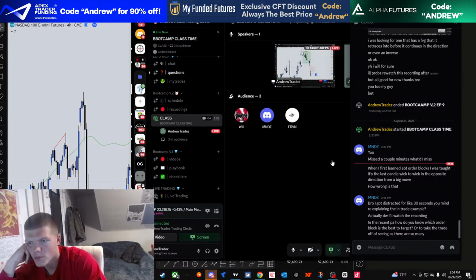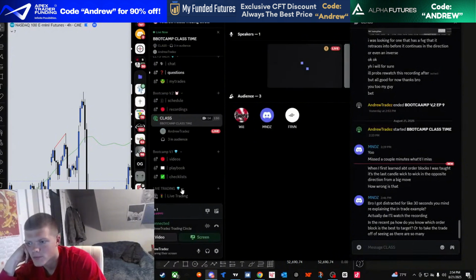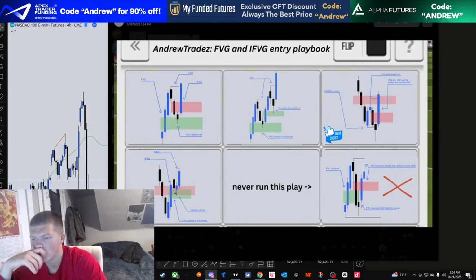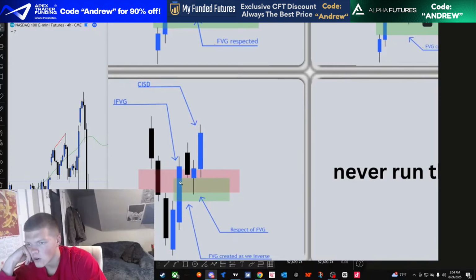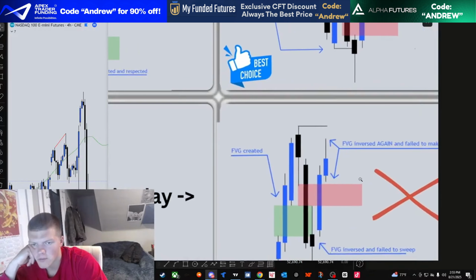Going back to the playbook, as you see, what is my favorite setup? My favorite setup is right here, because what do we have? Inverse. Order block gets formed, CISD out of the order block, then target this as your take or break even and keep pushing higher. So that is literally my favorite one right there. And then this one, what do we have as well?